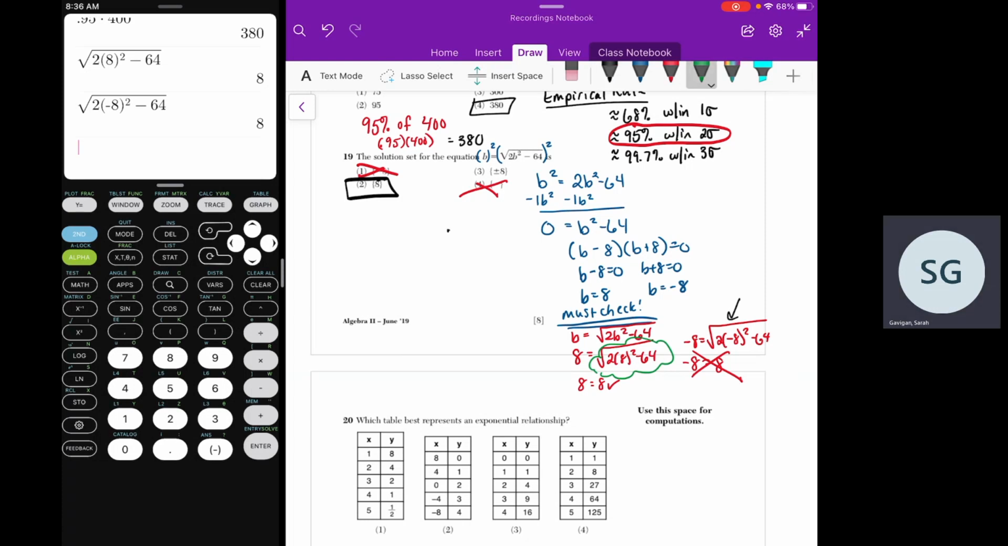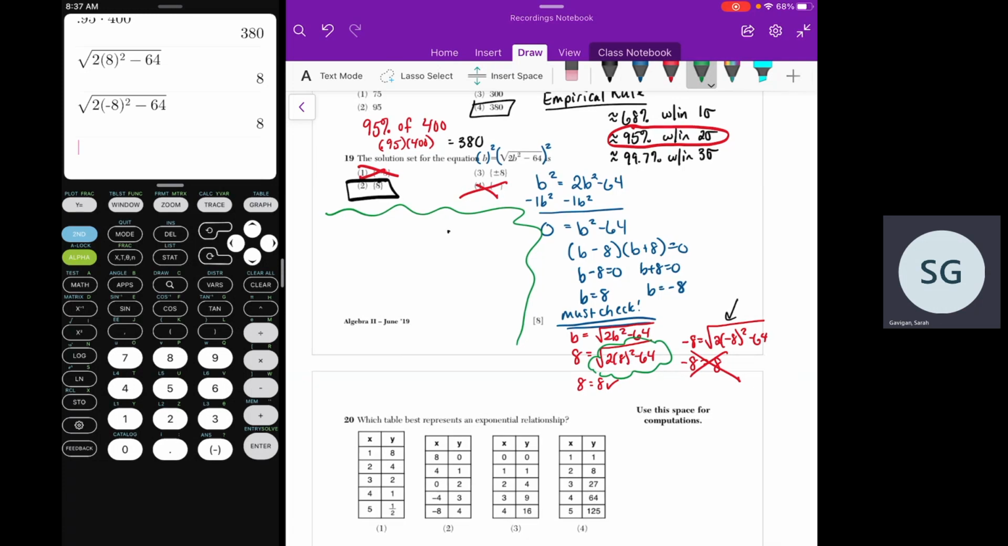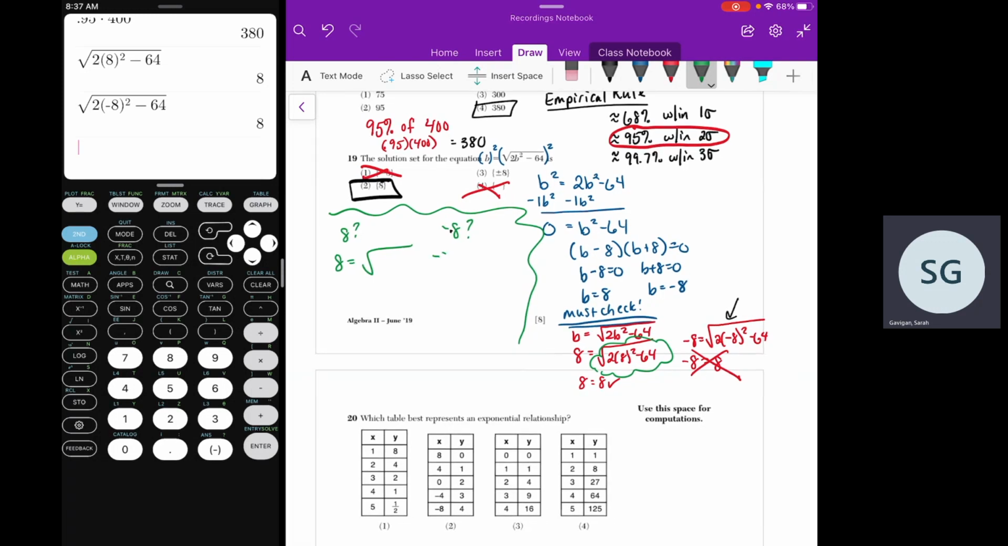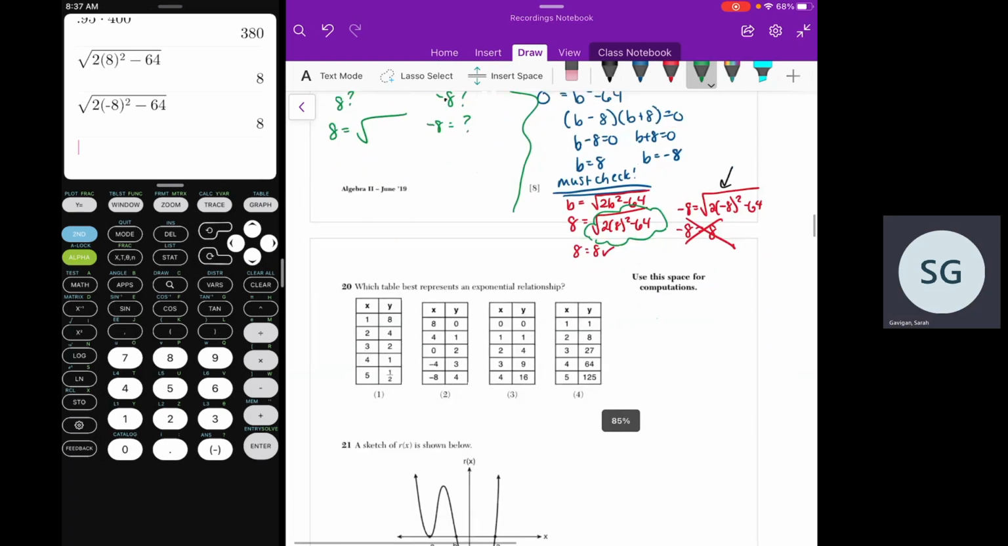But if you were really thinking about it, you could have said, well, I didn't need to do all that. I know my answers are either 8 or negative 8. So all I had to do was do the check part. So you could have just said, well, does 8 work? And just did the check. And then does negative 8 work? And you could have just did the check and see if that worked. So that was a shortcut to that one.